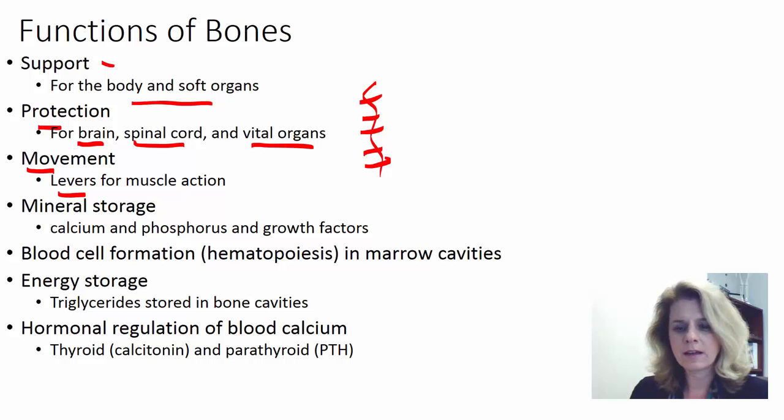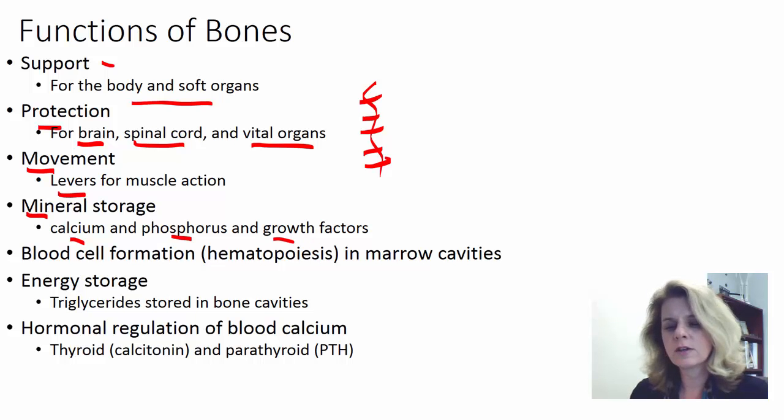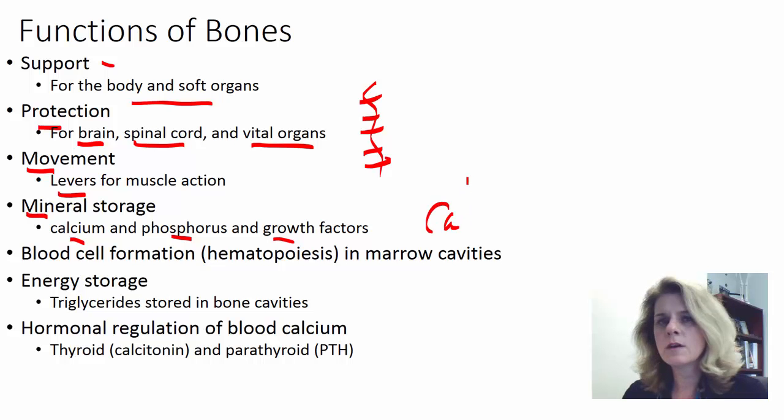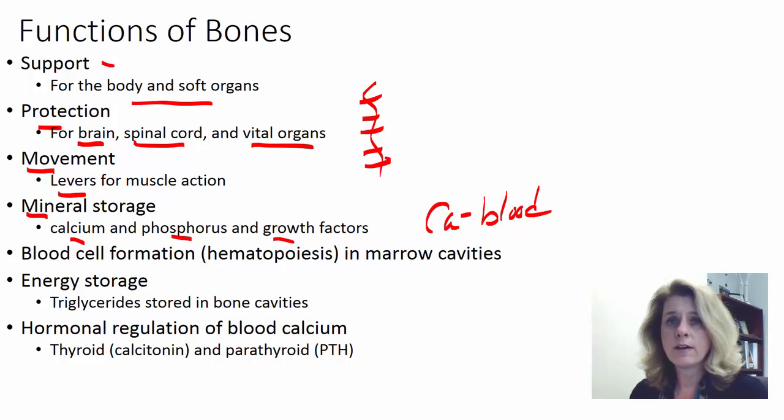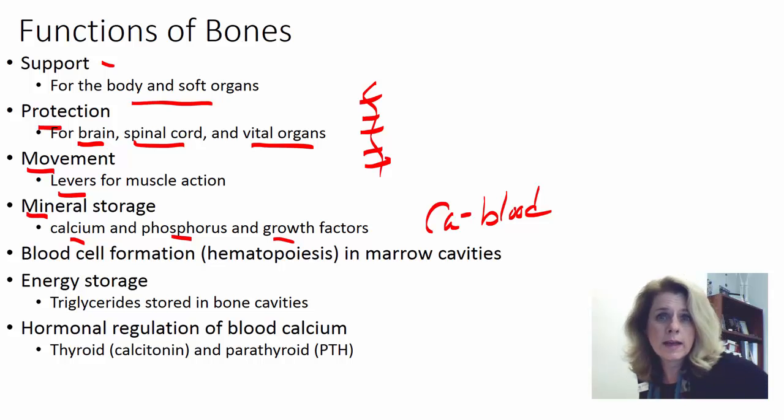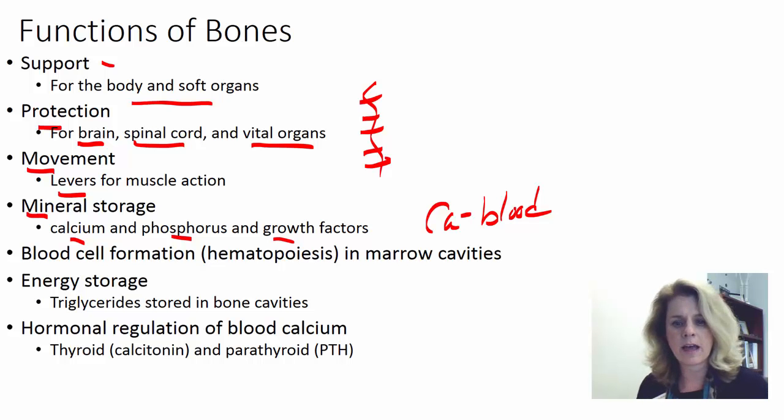They also act as a bank. They allow us to store minerals, especially calcium and phosphorus, and some growth factors. So we store things in our bones. We haven't talked a lot about calcium. We will as we move through our study of anatomy and physiology. But most people know that calcium is important for strong bones. But you also have to have calcium for muscles to contract and for your nervous system to work. And so you have to have a certain amount of calcium in your blood. If you need more calcium in your blood, you can actually take it from your bone. Or if you have too much calcium in your blood, you can put it into your bone. Okay, so we use our skeleton as a way to manage and bank our minerals like calcium.